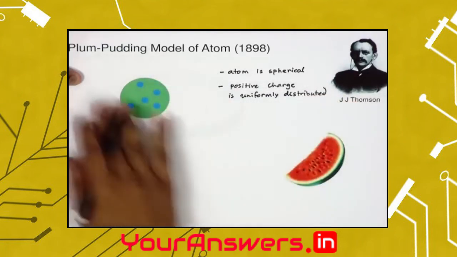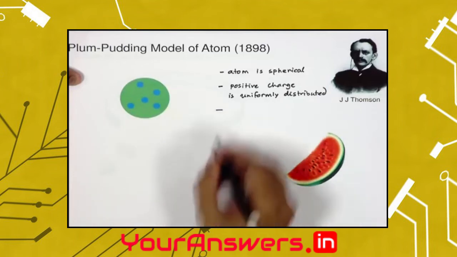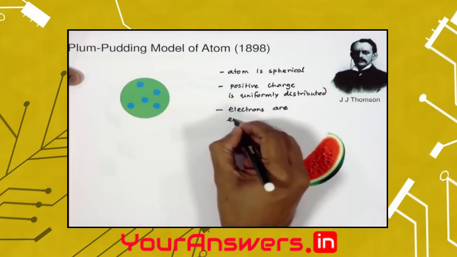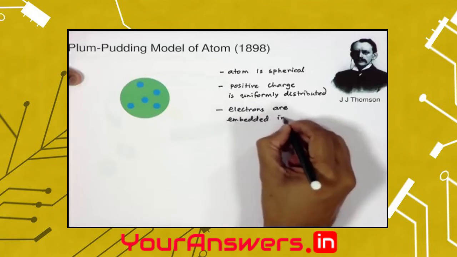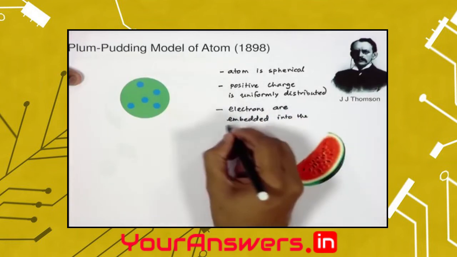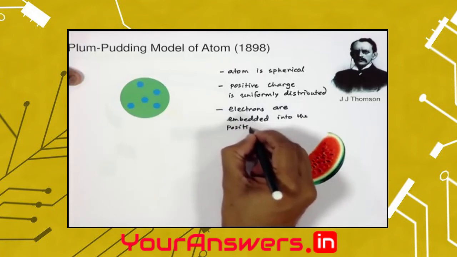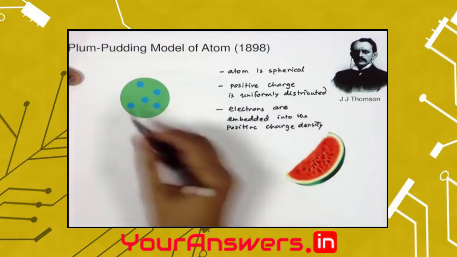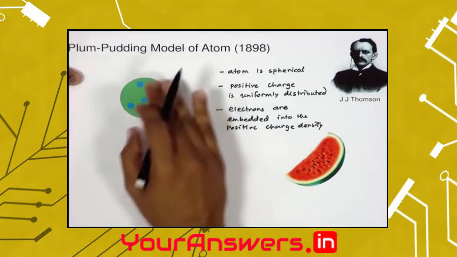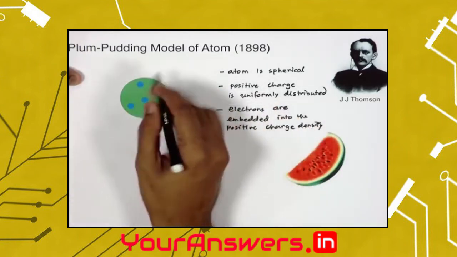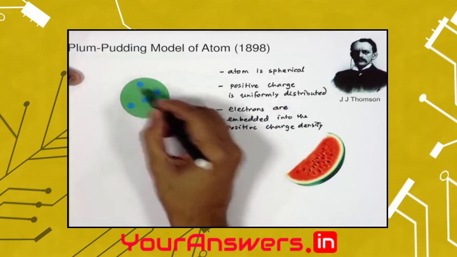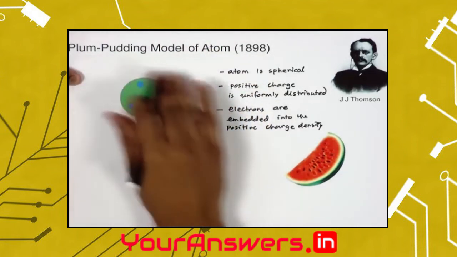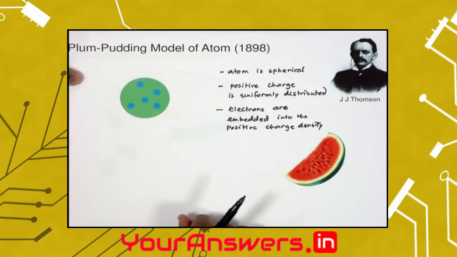So, there is a positive charge density over the atom, this is what he believed, and then electrons, which are the negatively charged particles, are embedded into the atom, into the positive charge density. He imagined the atom to be something like this, as is shown here. The atom is spherical in shape, the green color shows the positive charge distribution, and the blue colored dots that you see are electrons which are embedded randomly in this positive charge distribution of the atom.